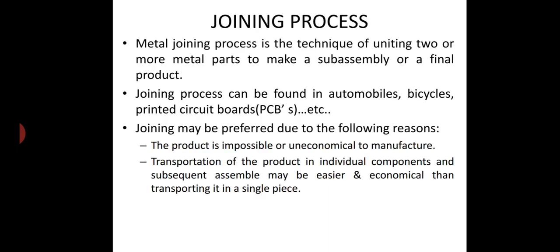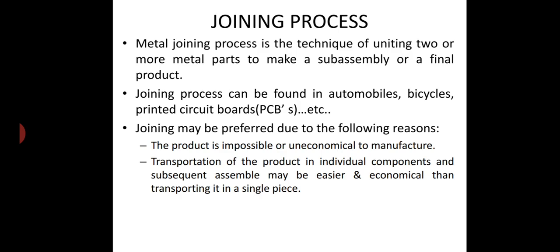When coming to the metal joining process, you have two types of metal joining process. One is temporary joints, and the second one is permanent joints. Here, as per your syllabus, we will be dealing mostly with permanent joining processes.